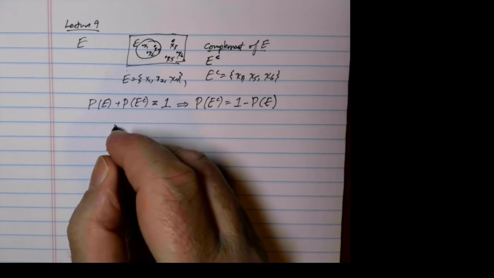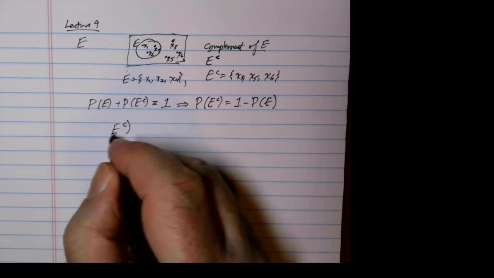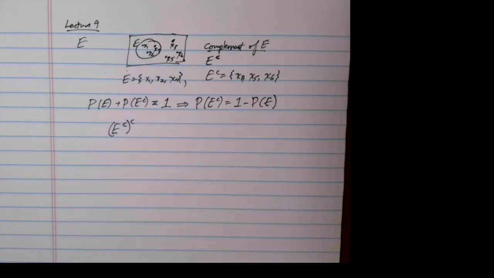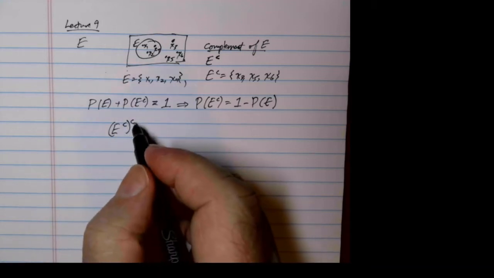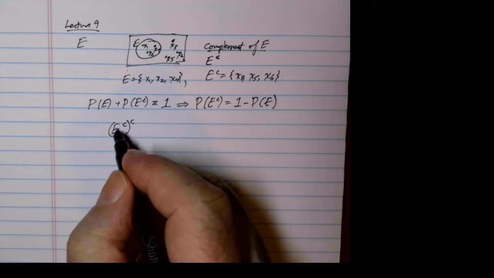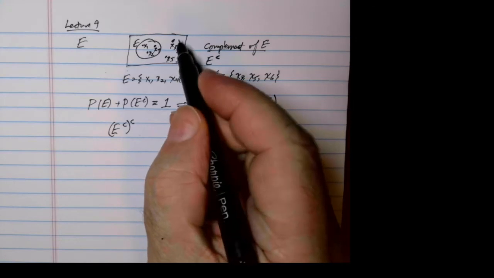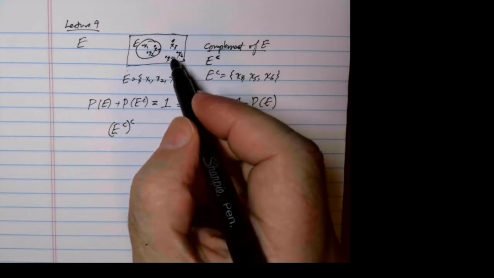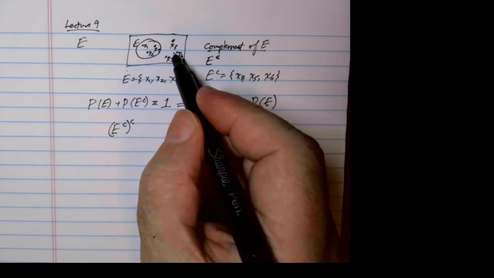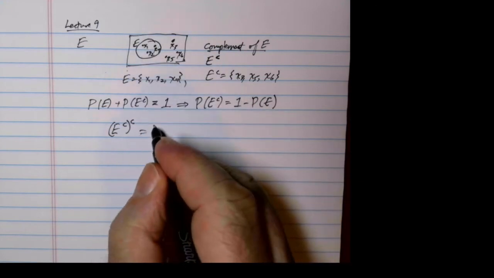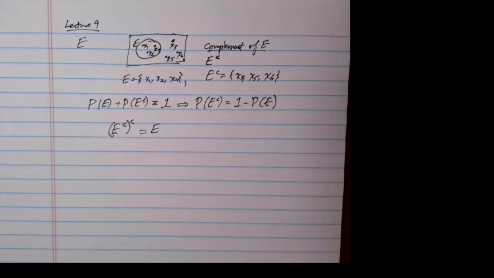How about this? What is the complement of E complement? That would be the set of all the outcomes that are not in E complement. If you look at the picture here, it's pretty clear what that is. The set of all the outcomes that are not in E complement is exactly E. So the complement of E complement is just E.